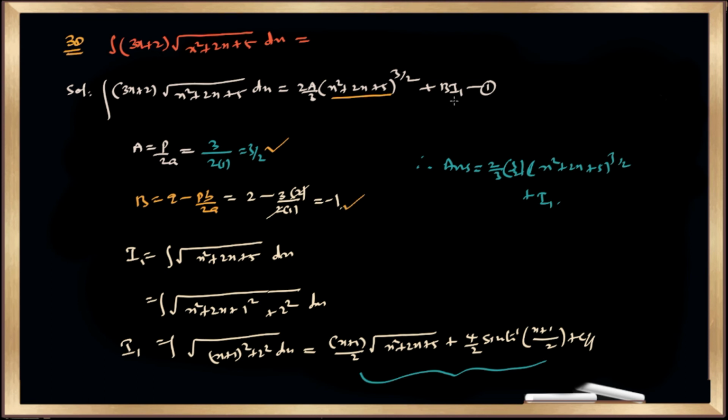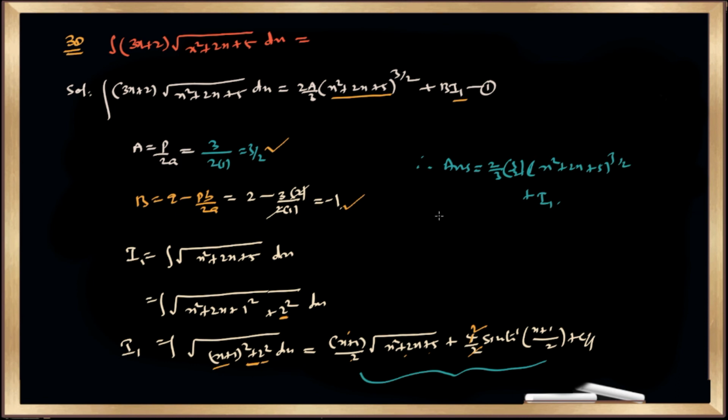Now I1 we have to find. I1 means integral root over quadratic. So this 5 we can write as 1 plus 4. So x square plus 2x plus 1, (a plus b) whole square, plus 2 square. So (x plus 1) whole square plus 2 square. So this is in the form of root over (x square plus a square). That is x by 2 root over (x square plus a square), whatever the question is, plus a square by 2, where a square is 4 by 2, sine h inverse, positive is there, sine h inverse of x by a, so (x plus 1) by 2. So we can cancel it, 2 ones are 2 twos are. Anyway, we have to check the answer.